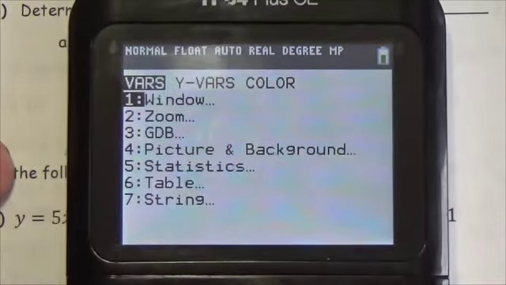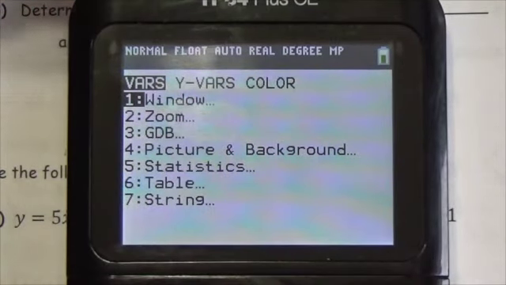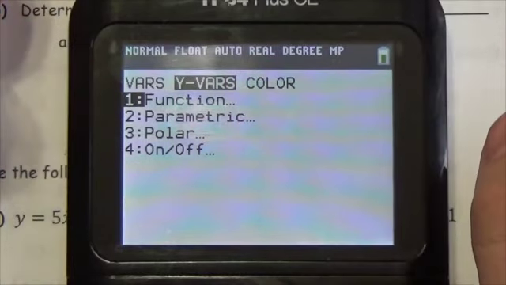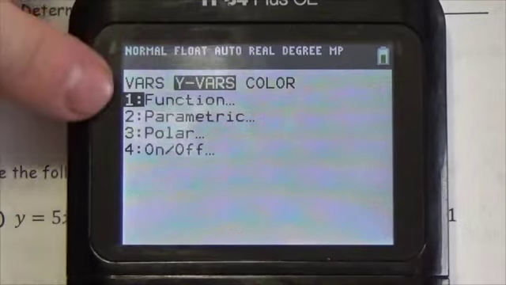The reason I want you to go to vars is because the calculator stores everything in a variable, and if you look right at the top there, it's got the y variables in it. So we're going to go over to the y variables. Which of those words do we recognize? Well, function. We've just been working with functions, so choose number 1.